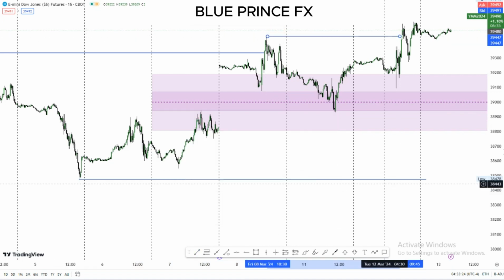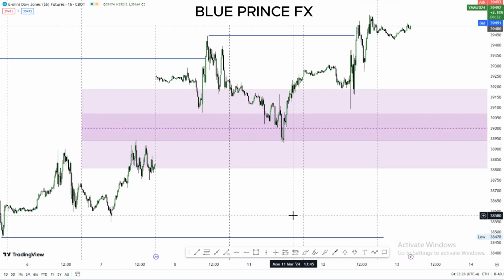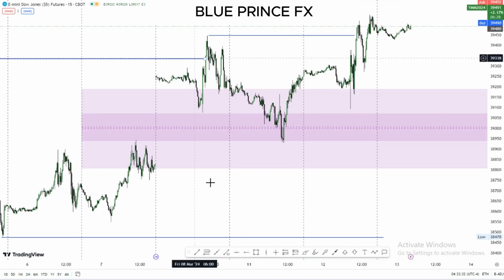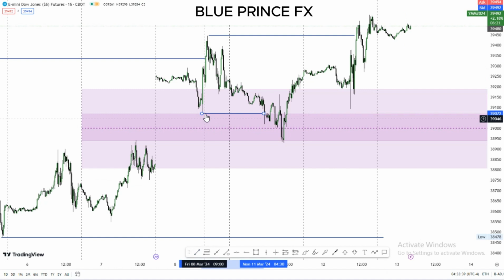So what do we do in this instance? We mark up our buy side and sell side liquidity. Our buy side liquidity is this high and our sell side liquidity will be this low, right? So we are waiting for the market to come below this internal liquidity. It's an internal liquidity because this is our external liquidity. This is our external buy side liquidity. This is our external sell side liquidity. So anything in between this low and this high becomes our internal liquidity.